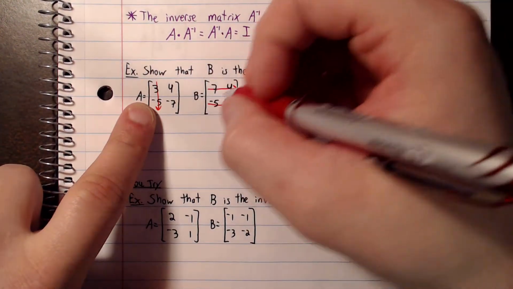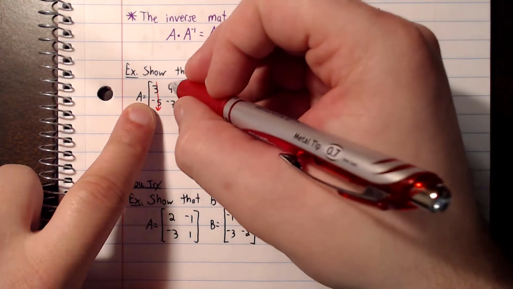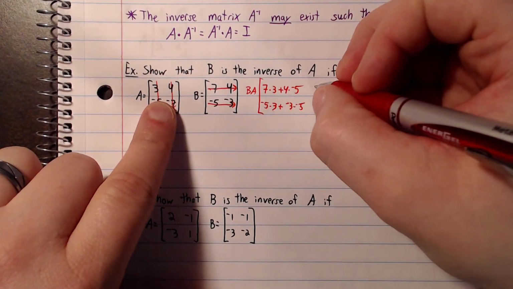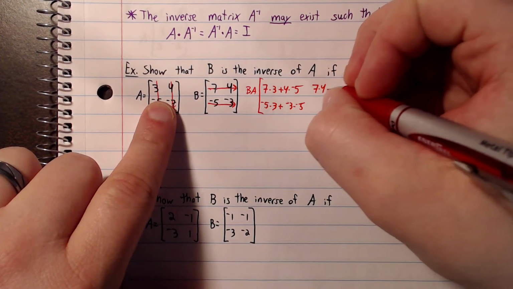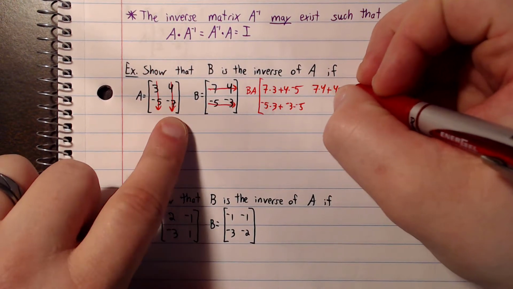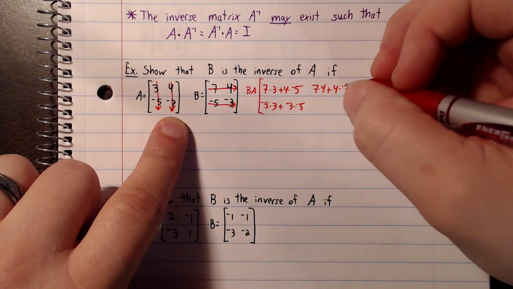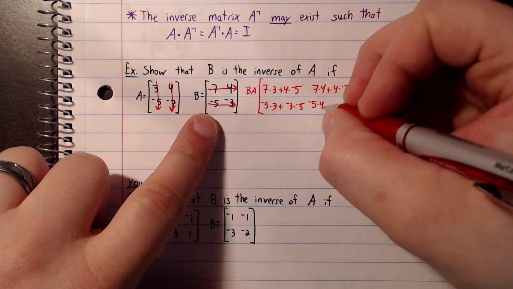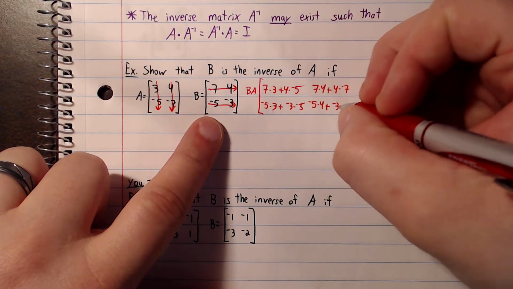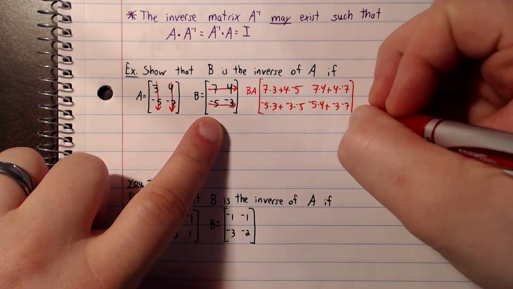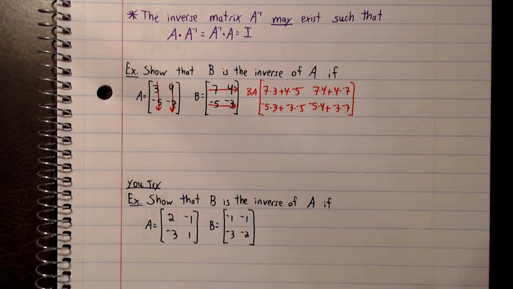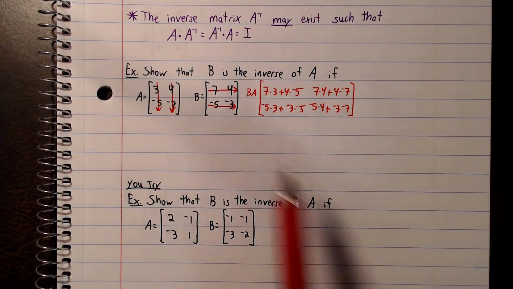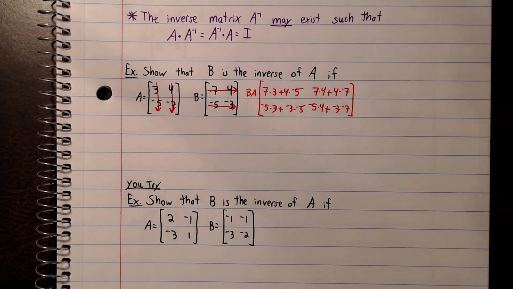Now I'm going to go to my first row, second column. So we've got 7 times 4 plus 4 times negative 7. Down here we've got negative 5 times 4 and negative 3 times negative 7. That's what the multiplication process looks like for this first step. We've got to just perform each of these things, right?